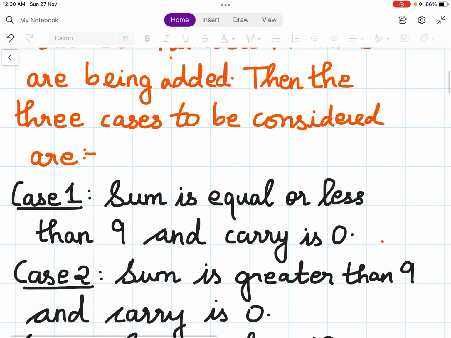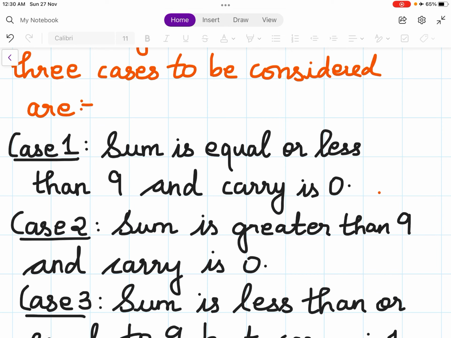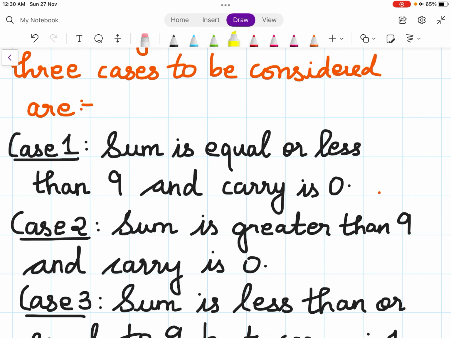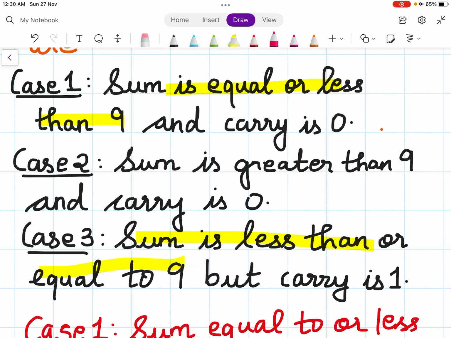The first case is sum is equal to or less than 9 and carry generated is 0. Case 2 is sum is greater than 9, carry generated is 0. And case 3 is sum is less than or equal to 9, but here the carry generated is 1. For case 1 the carry generated is 0. For case number 3, the carry generated is 1. Only difference is this part.